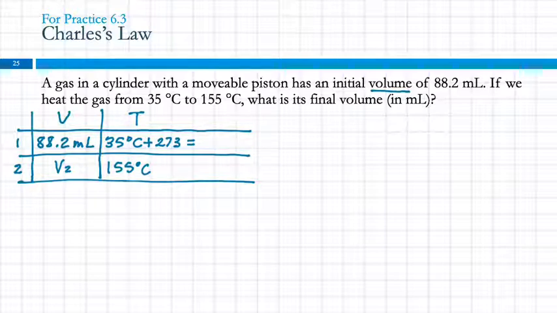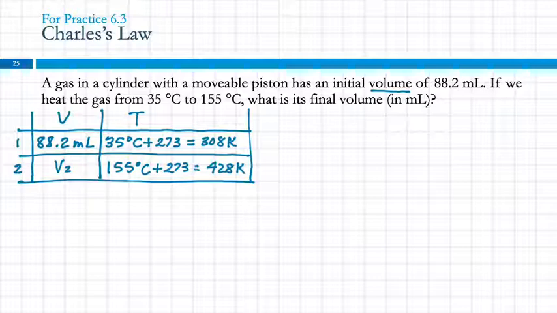So 35 plus 273. You are very welcome to use 273.15. You should still get the same answer. So here, this is going to be 308 Kelvin. And I also need to convert my other temperature. So 155 plus 273 is 428 Kelvin. So there I've got my nice organized table, and this, of course, is a Charles's Law problem.